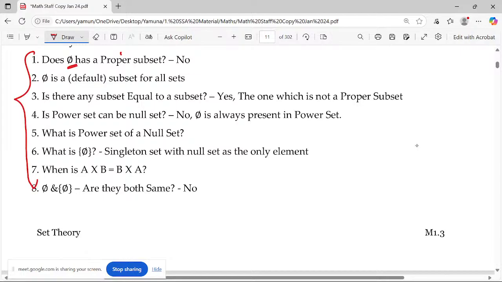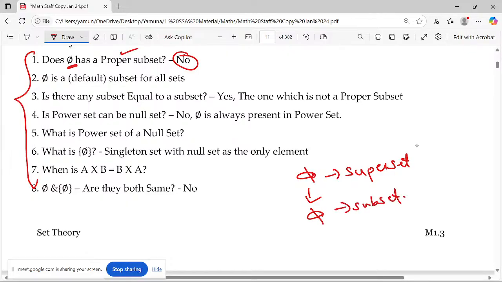First one. Yes, please join. Does the null set have a proper subset? No. If we take a null set, this becomes the superset. And for this, if I take a subset, the null set is the default subset, and you can call this a subset only. No further elements to discuss, so we cannot talk about proper subsets. Okay. First one, I'll make a tick mark. Second, phi is the default subset for all sets. Third, is there any subset equal to a set?